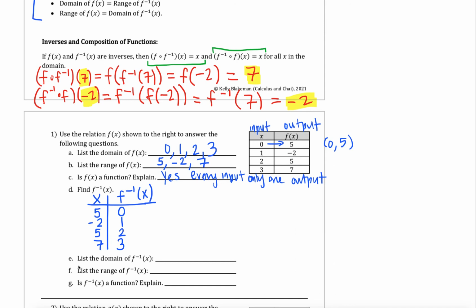As some follow-up questions, we need to list the domain of f inverse as well as the range of f inverse. Why don't you guys pause the video here and list both the domain and the range for f inverse.